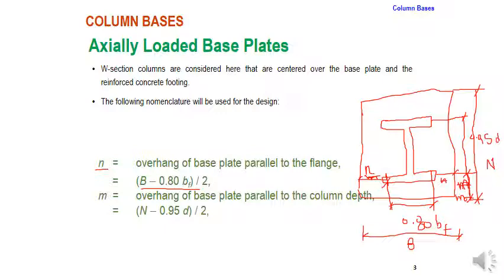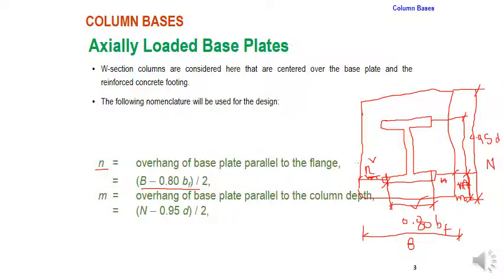So it's very simple to calculate now. If you want this N, you have this total dimension B, and you subtract the supported part of the flange for the base plate, 0.80 BF. Dividing by 2, you get these two overhanging parts on the right and left.